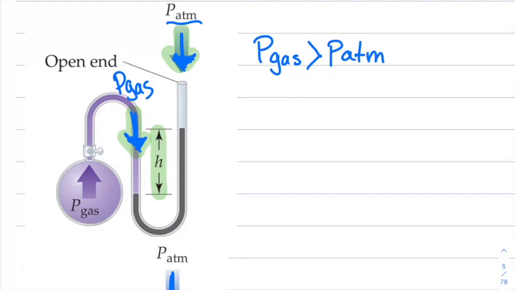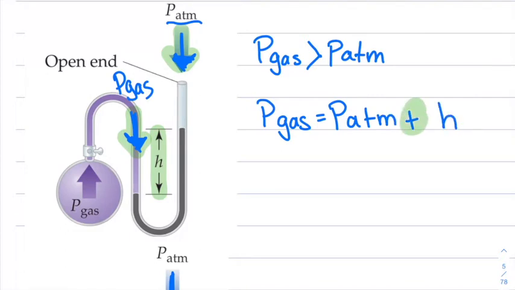So when that happens, I'm going to say the pressure of the gas equals the pressure of the atmosphere plus H. So when the gas is greater than the atmosphere in pressure, we're going to be adding the H to the pressure to find the pressure of our gas, because the pressure of the gas is greater than the pressure of the atmosphere.